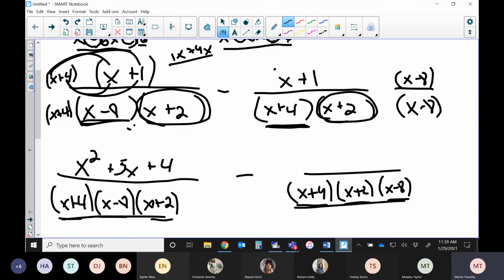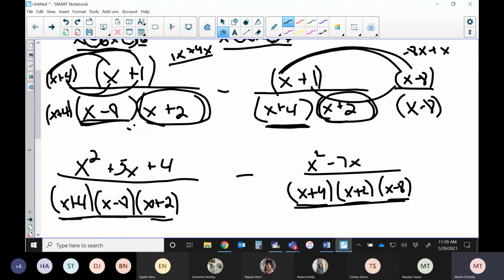And then finally distribute this thing. This times this is x squared. This times this is a negative 8. So I kind of remember that in my brain. And then this times this is a positive x. And a negative 8x plus 1x is a negative 7x. And then 1 times negative 8 is negative 8.